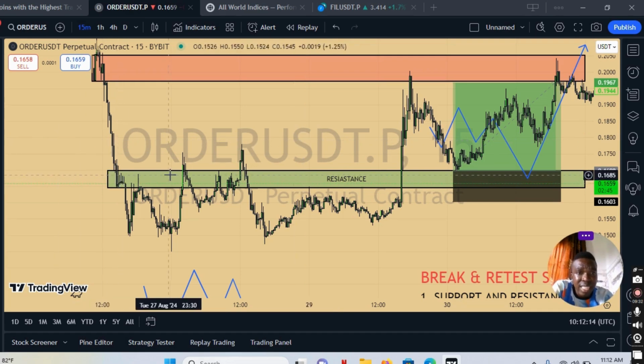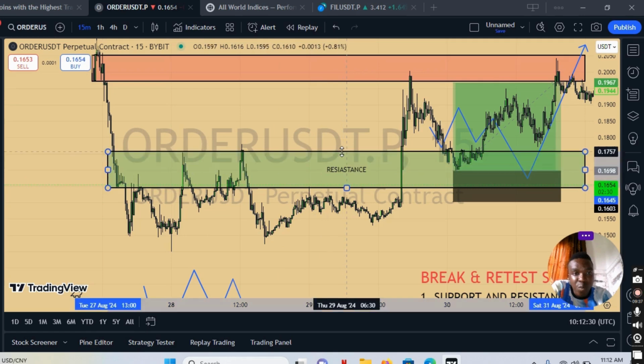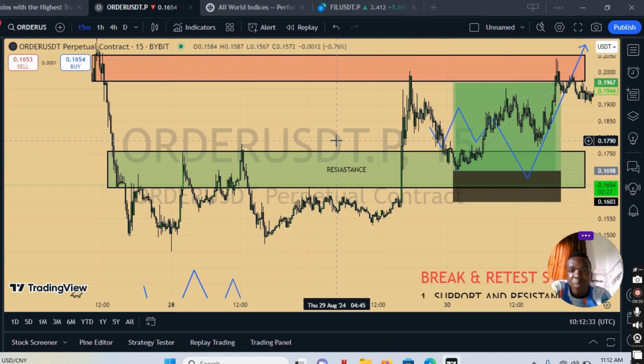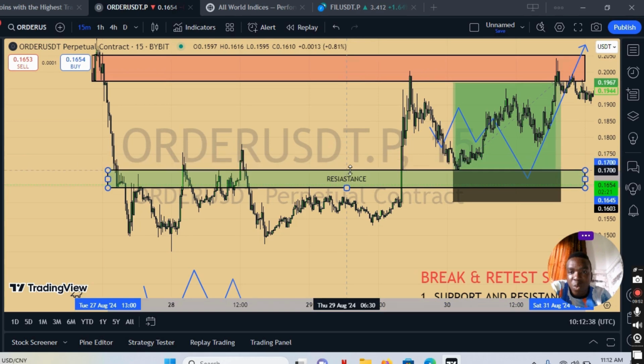As you can see right here, this has always been our resistance zone. Firstly, you have to identify your zone. You have to identify that there has been so much rejection on this zone. Quite alright, this is how it should be. But for the sake of my psychological level, I have to draw it down to my psychological level. That is why it happens to be on this zone.